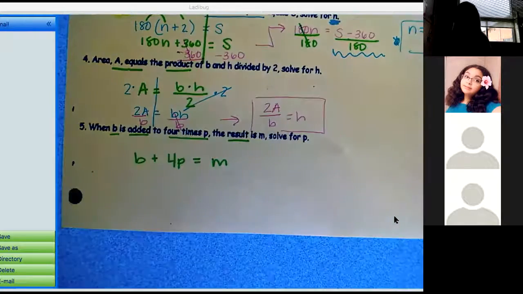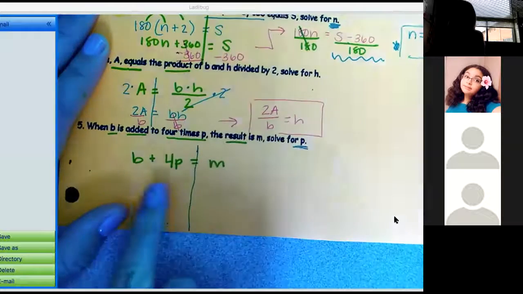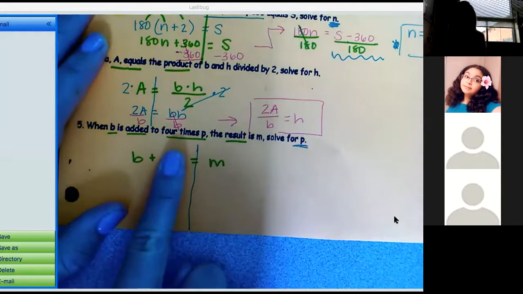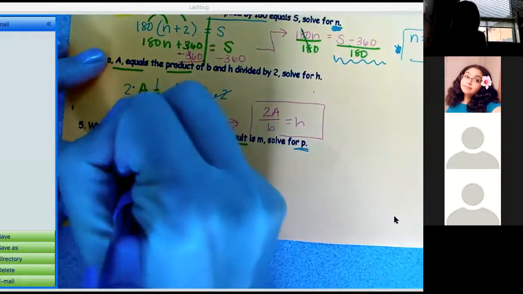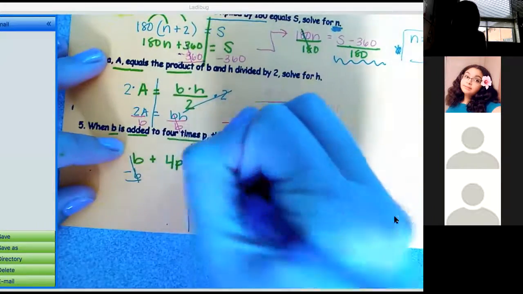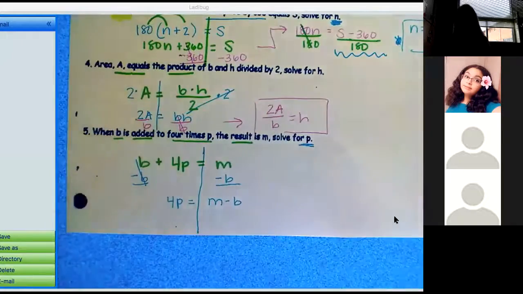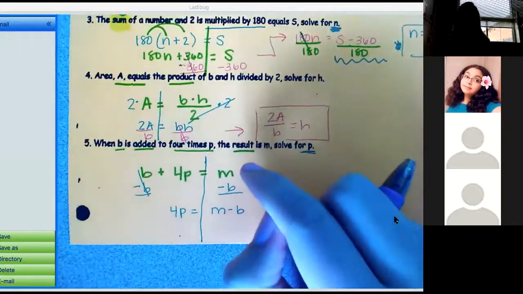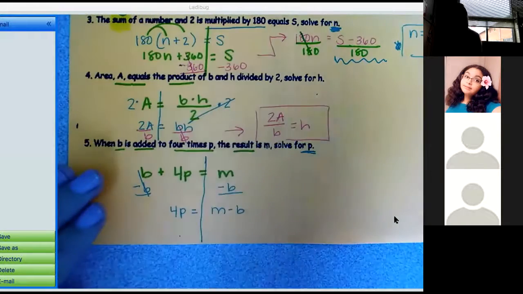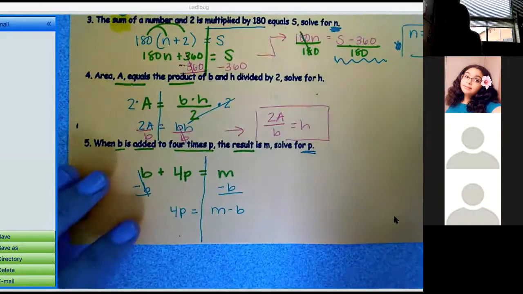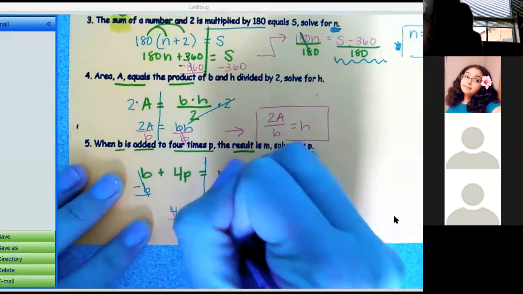Now, they're asking us to solve for p. So did you guys go draw your wall and cover p? How do I move this b? Subtract. Good. Subtract b on both sides. So I have 4p equals m minus b. Because remember, those aren't the same letter, so you can't subtract them. And then how do I get p by itself? Divide by 4. Very good. Jordan, you okay, babe?